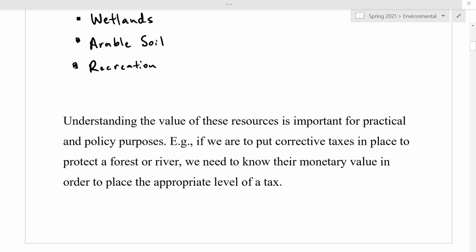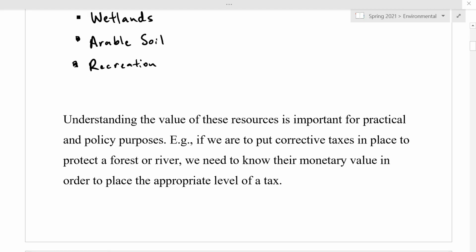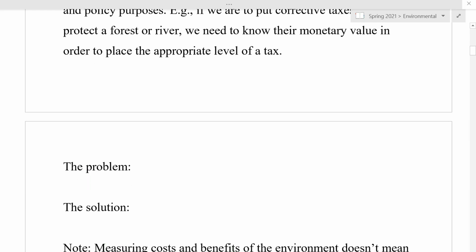So when we're thinking about putting policies in place, and how to estimate how much of a tax should be put into place, if these things provide positive externalities to us, or if depleting them creates negative externalities, then we should put in some appropriate subsidies or taxes. In order to do that, we have to know how much it's worth, and that provides us this problem.